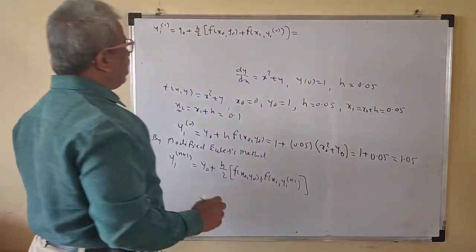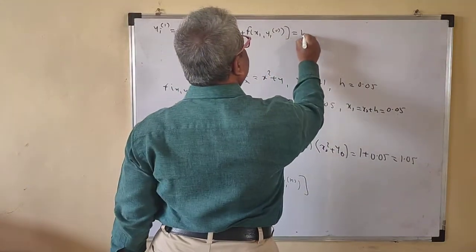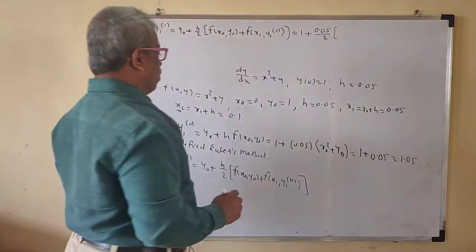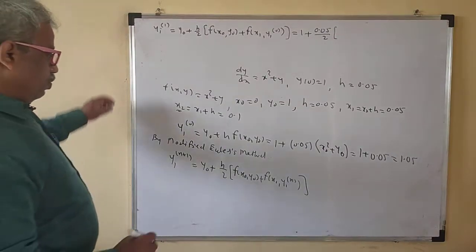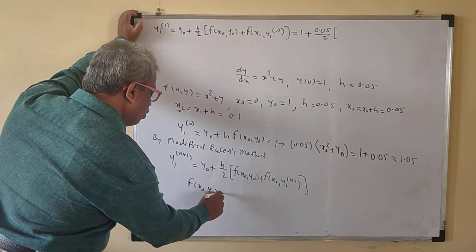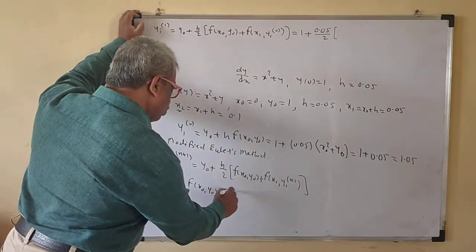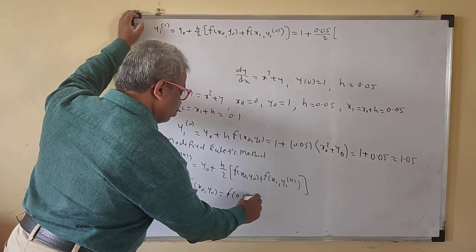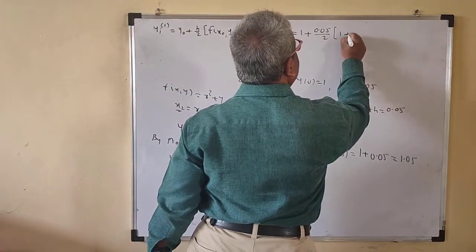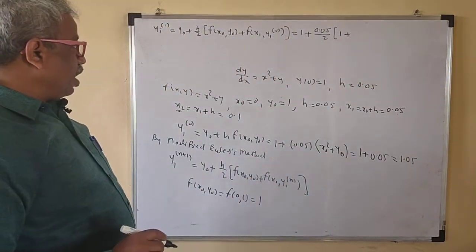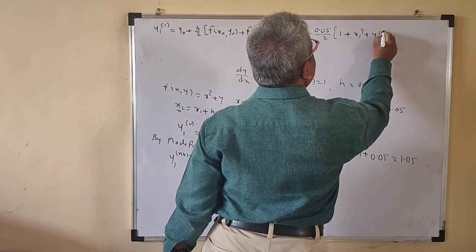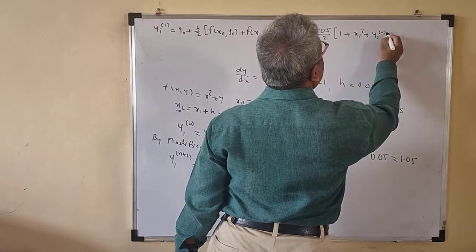So this is equal to, what is your y0? Your y0 is 1, plus your h is 0.05 upon 2 f of x naught y naught. So we'll find f of x naught y naught here, because everywhere you need the value of this one. What is your x naught? x naught is 0. Your y naught is 1. So f of x naught y naught is 1 now. We will write directly the value of this as 1, plus x1 square plus y1 of 0. y1 of 0 here. Okay.